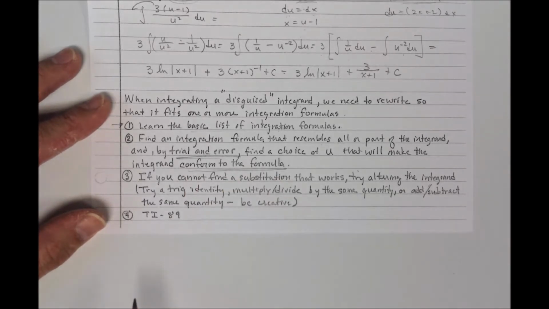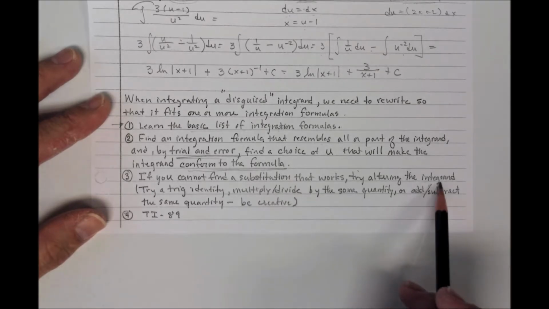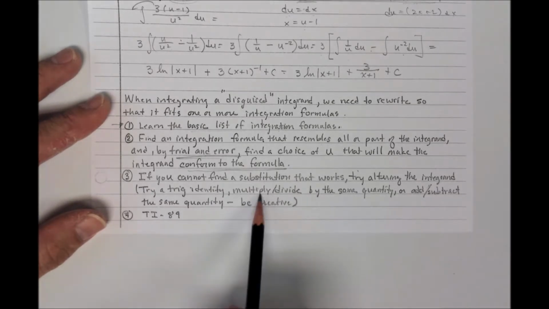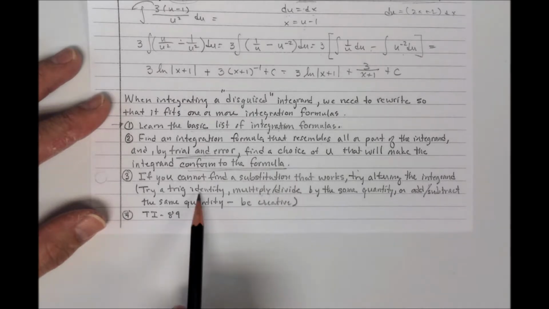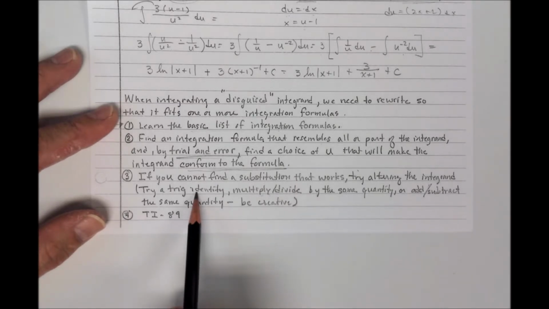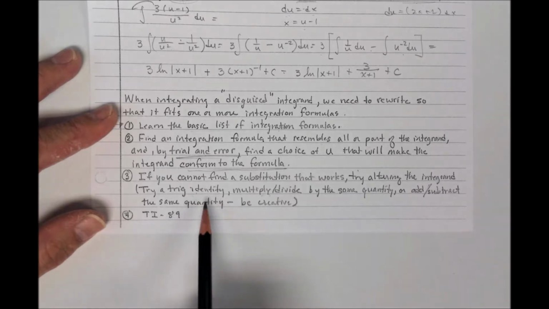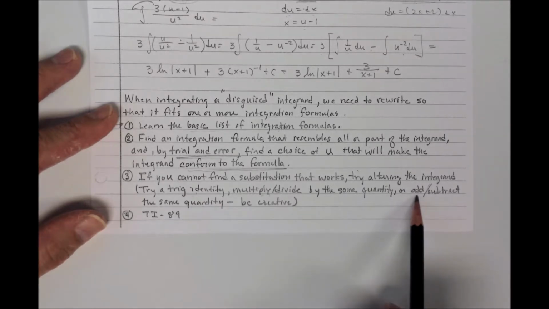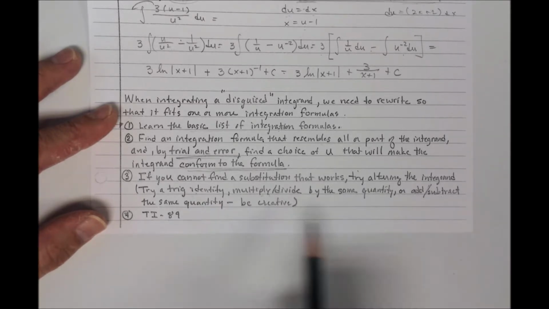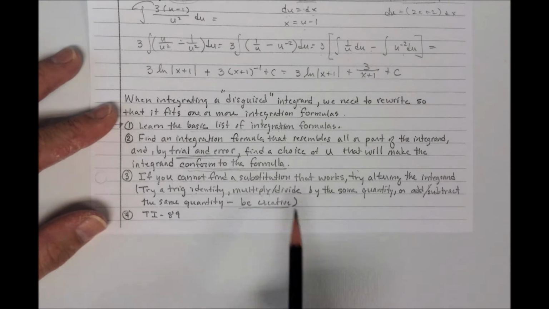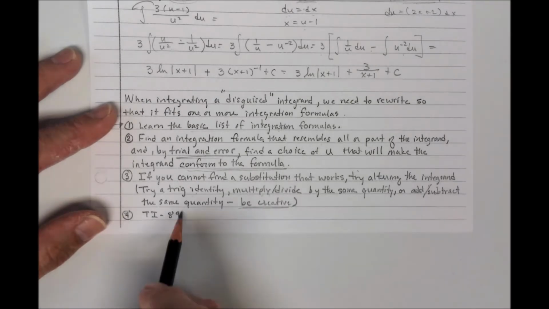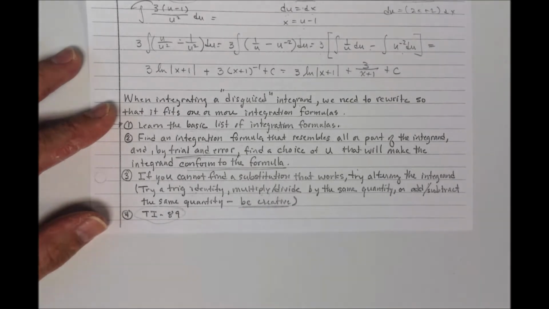Now, if you can't find a substitution that works, you can try altering the integrand. That's what I did here because I ended up dividing. You can also maybe have to use a trig identity so that you get an equivalent expression. Or sometimes you have to add or subtract the same quantity. Notice here, be creative. And when all else fails, plug it into your TI-89 and it'll do all the work for you. If it's integrable, it'll find that integral for you.